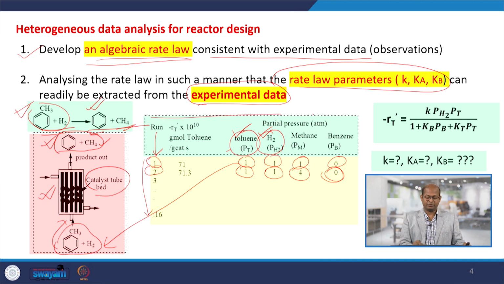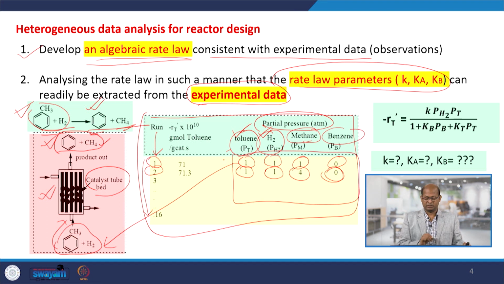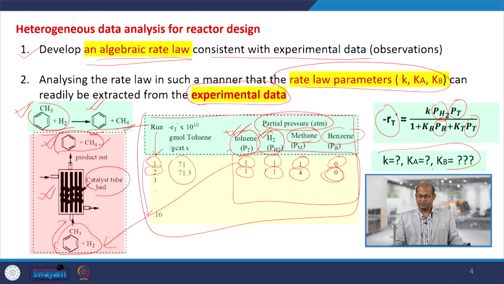These tables, first you have to collect experimentally, meaning concentrations in terms of partial pressure of all 4 components. After that, once we have this data, the rate we can find out correspondingly. The partial pressures are known, so only these parameters are unknown for this particular reaction. So the rate law parameters we have to evaluate.